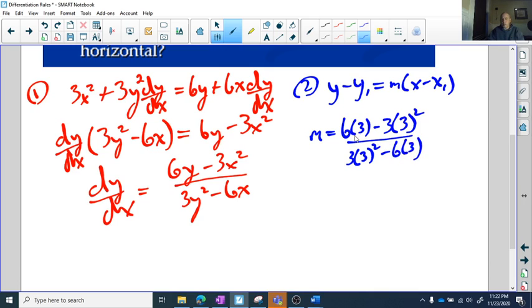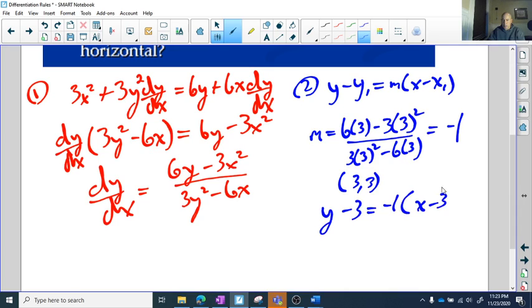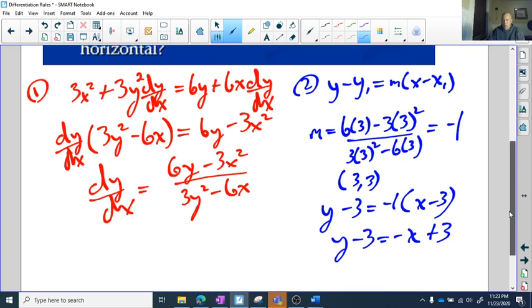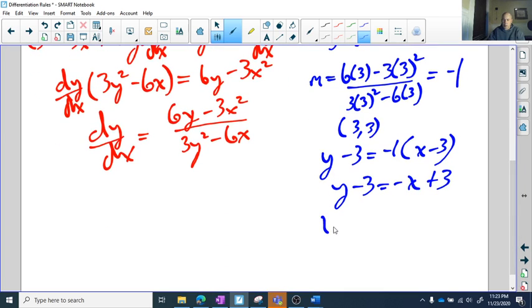I don't know if you happen to notice, but this is 6 times 3. The numerator, 6 times 3 minus 3 times 3 squared, is the exact same as the denominator except subtracted in the opposite order. Well, we know what happens. We don't have to do all the calculations, or we shouldn't have to. You should know that gives you a negative 1. So the slope of the tangent is negative 1, and your point we just used is (3, 3). So y minus 3 equals m times x minus x1. Y minus 3 is negative x plus 3. We'll go general form, so let's move this way. x plus y, take away 6, is equal to 0.